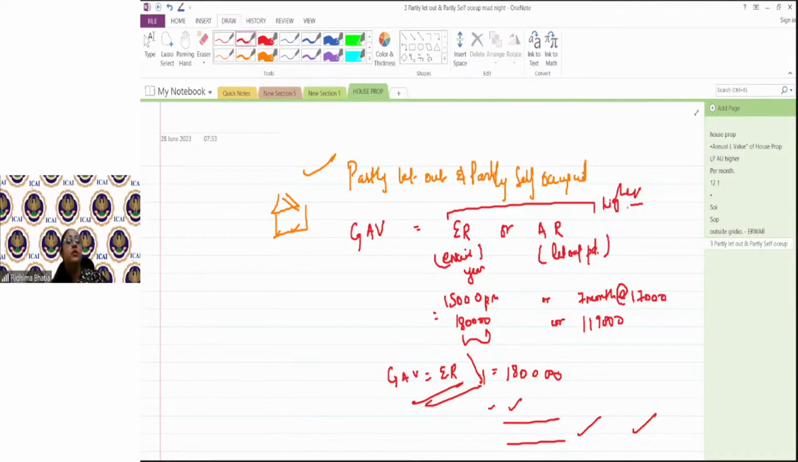Then fourth scenario is when a property is partly let out and partly self-occupied. मतलब a part of the year it was let out and a part of the year it is self-occupied. So that is where you will come to the gross annual value by comparing the expected rent for the entire year and actual rent for the let out period. Got it? Tiku, कोई doubt?